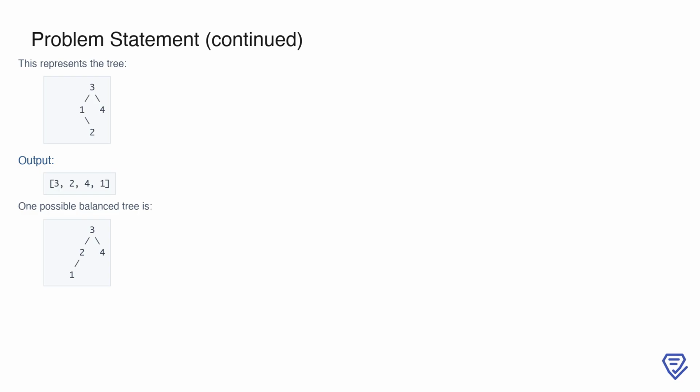Now, for the third example, the input tree is represented as root = [3, 1, 4, null, 2]. The visual representation of the tree shows that the root is 3, with 1 as its left child and 4 as its right child. Additionally, the node 1 has a right child, which is 2. This input tree is not balanced because the left subtree of the root is deeper than the right. Specifically, the left subtree's depth is 2, while the right subtree's depth is 1. A balanced version of this tree is returned as [3, 2, 4, 1].